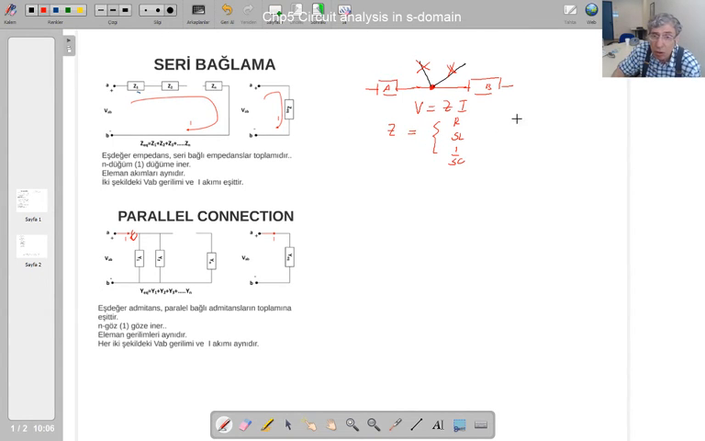You will see later that if you write this definition relation in this form, then this is called admittance Y. We do not write these admittances on top of the element. We only write the impedances. So Y could be 1 over R or 1 over SL or SC.